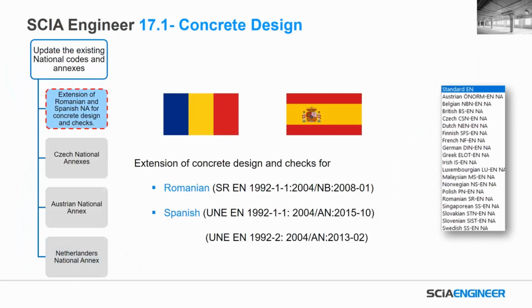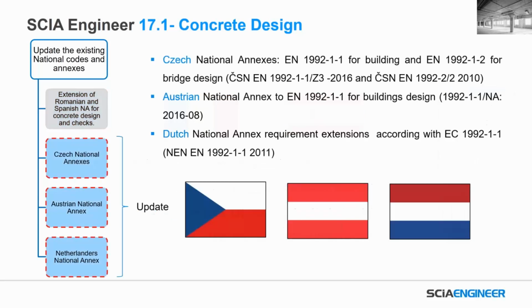Like I mentioned, we've also done a decent amount of updates to existing national codes and annexes. So we've extended the concrete design and checks for both the Romanian and the Spanish annexes. We've also done some extensions for the Czech, Austrian, and Dutch annexes. So different extensions for design and for the requirements of the codes based on the needs of the users. And so we've made those updates so that we can stay as current as possible.